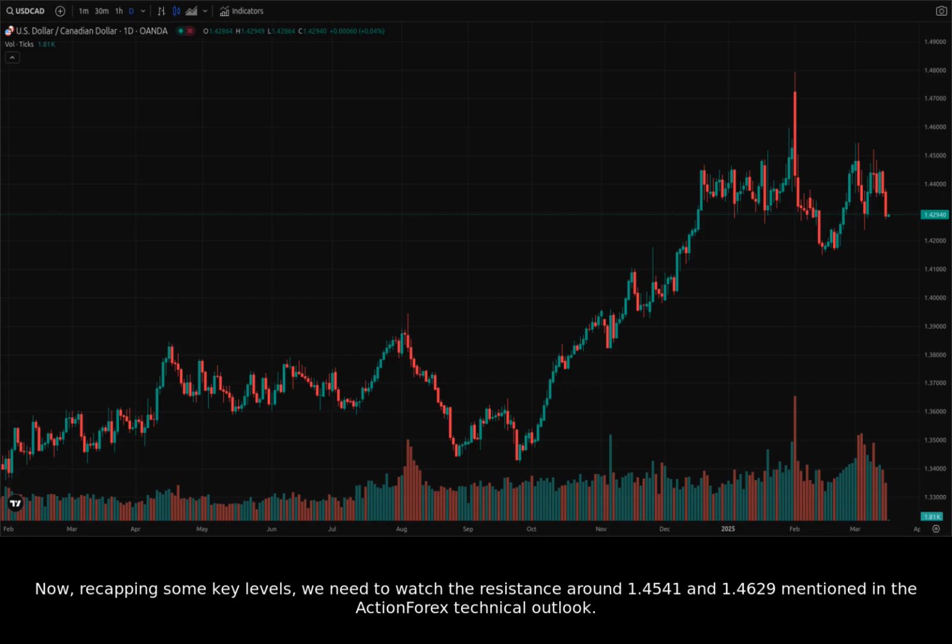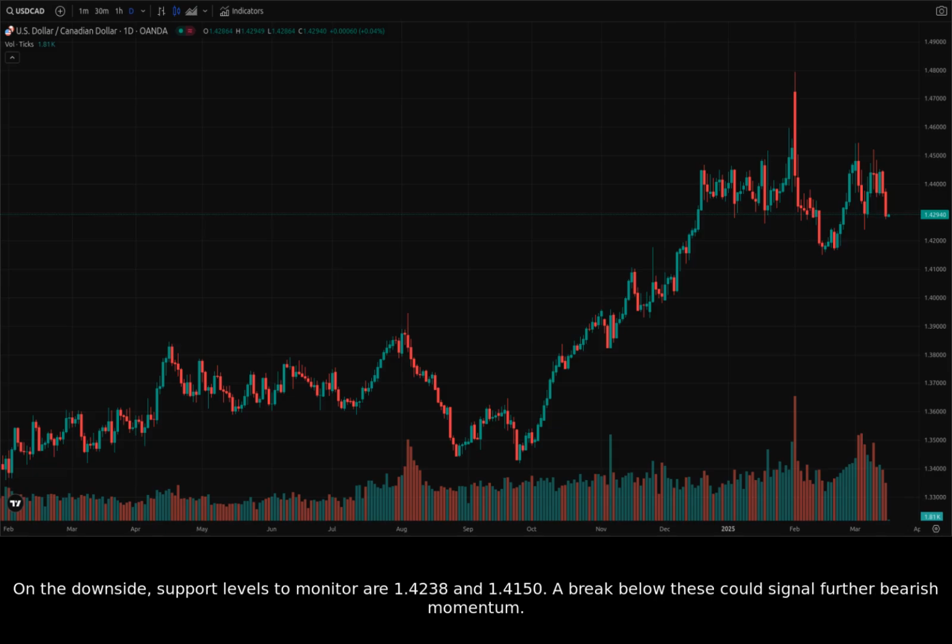Now, recapping some key levels, we need to watch the resistance around 1.4541 and 1.4629 mentioned in the Action Forex technical outlook. On the downside, support levels to monitor are 1.4238 and 1.4150. A break below these could signal further bearish momentum.